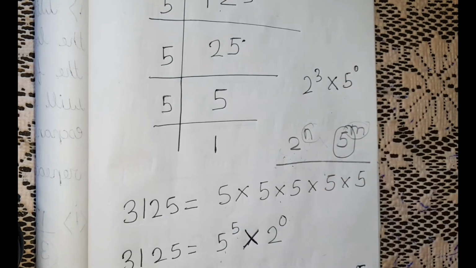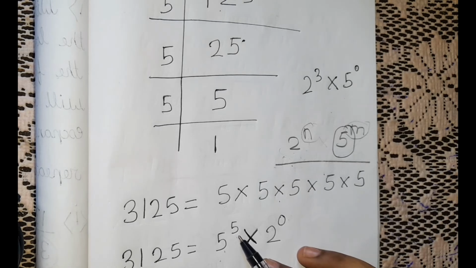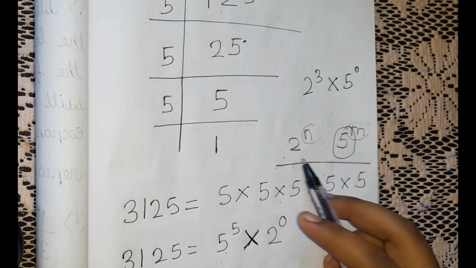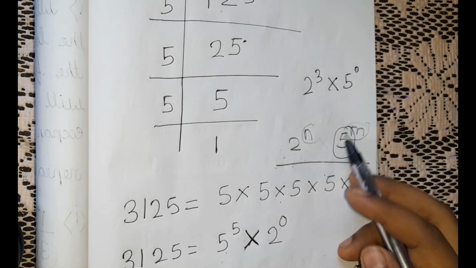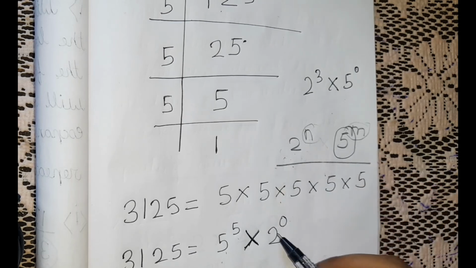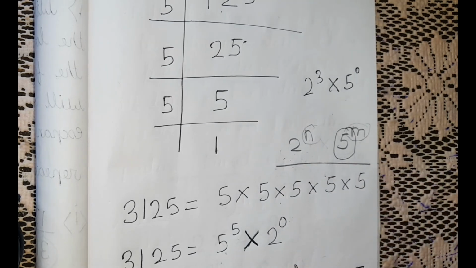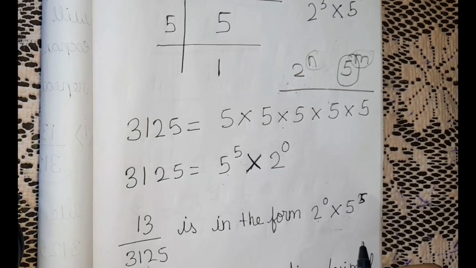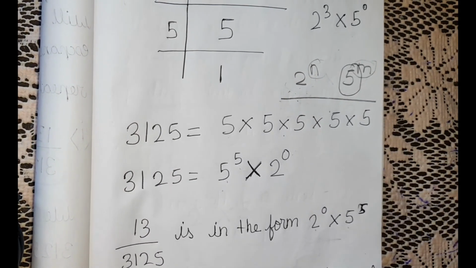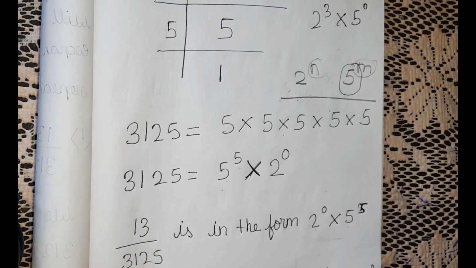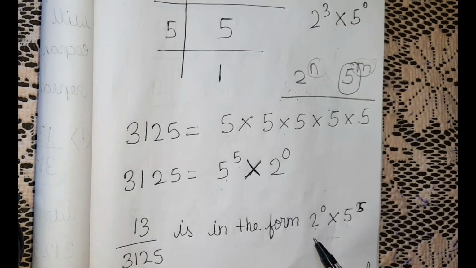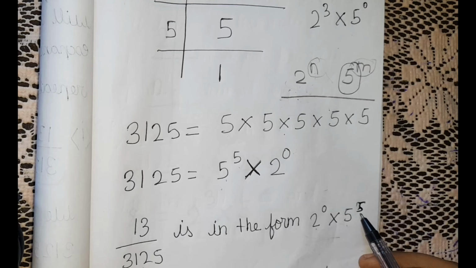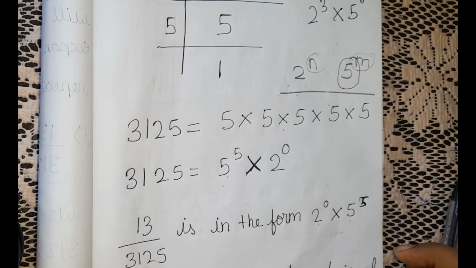So now let us see. We got 5 power 5 in this question, so we wrote 2 power 0. We got this form, but we didn't get this form, so we wrote it. So we got 5 power 5 into 2 power 0. So I wrote 13 by 3125 is in the form 2 power 0 into 5 power 5. So I wrote it like this.